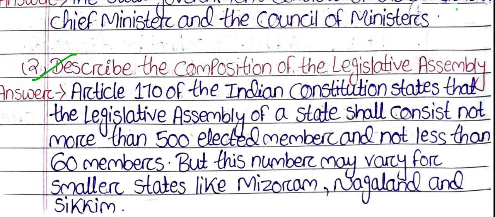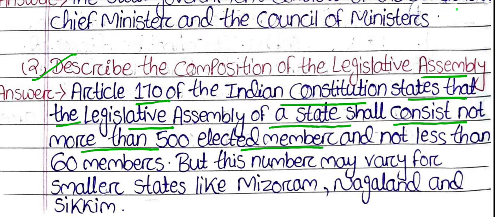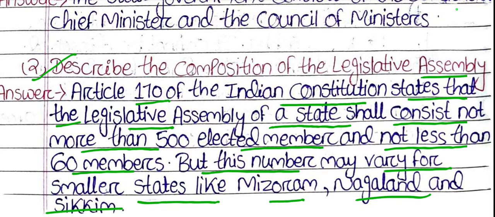Then describe the composition of the legislative assembly. Article 170 of the Indian Constitution states that the legislative assembly of a state shall consist of not more than 500 elected members and not less than 60 members. But this number may vary for smaller states like Mizoram, Nagaland and Sikkim.